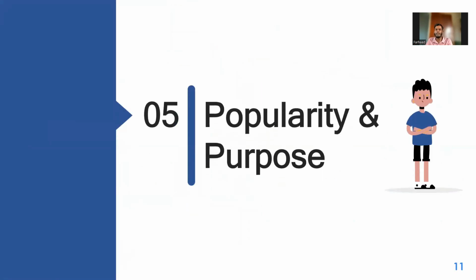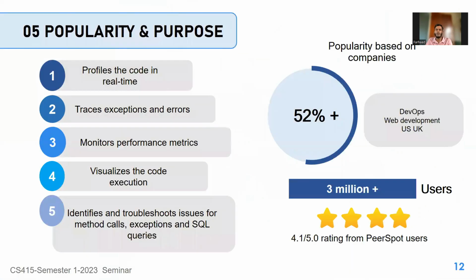Moving on to the popularity and purpose. The popularity is based on companies. More than 52% of companies are utilizing Stackify Prefix to measure their software performance and other relevant metrics. Now, this tool is most widely used under DevOps, and it is also used under web development as well. Plus, the countries that most widely use this tool are the US and UK.